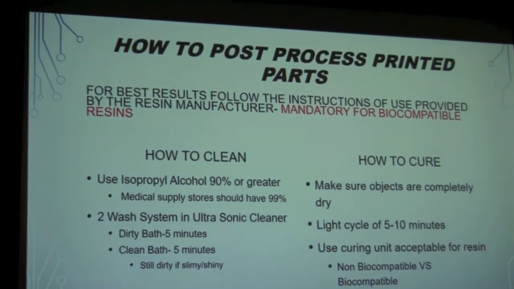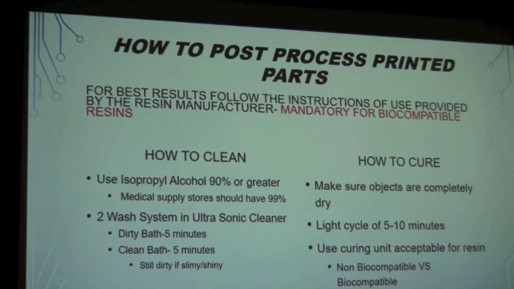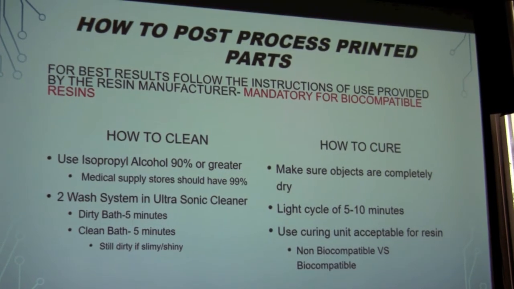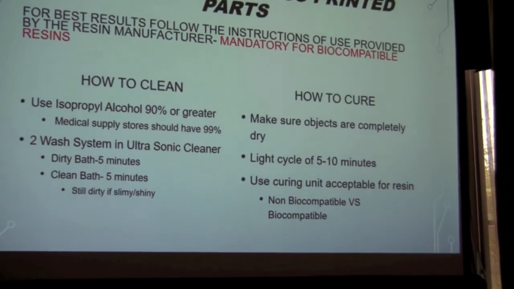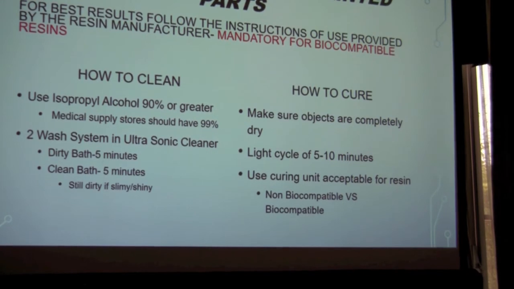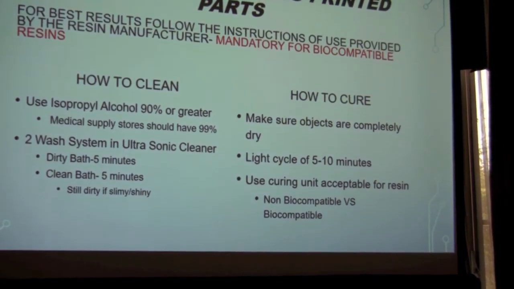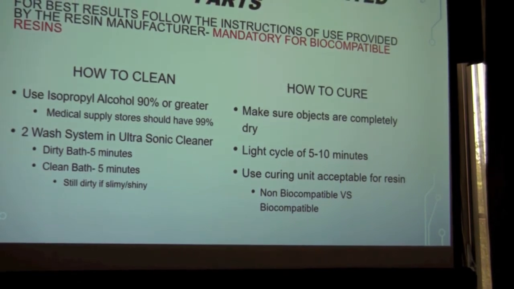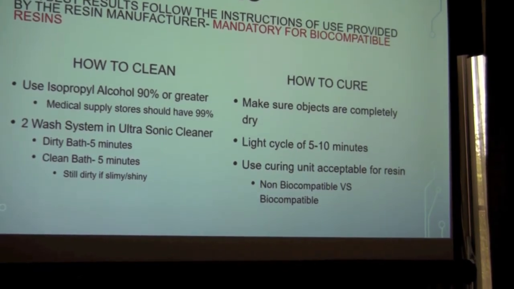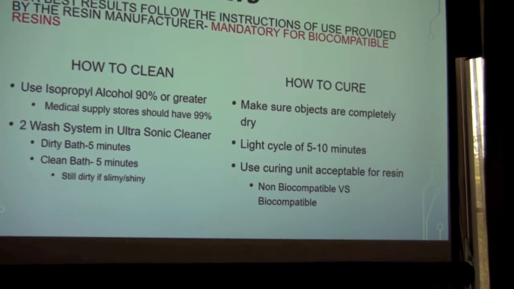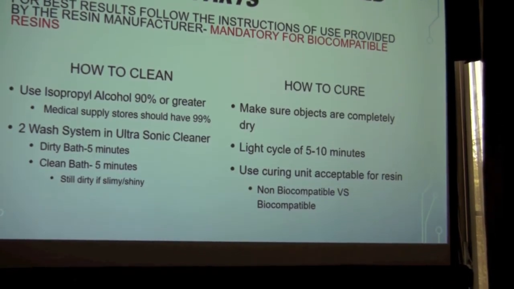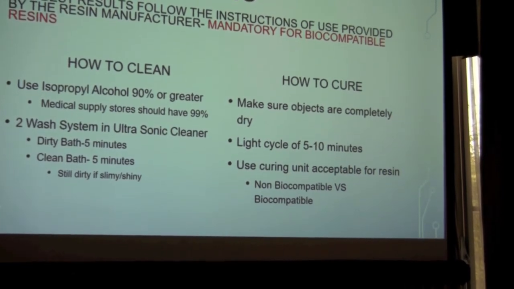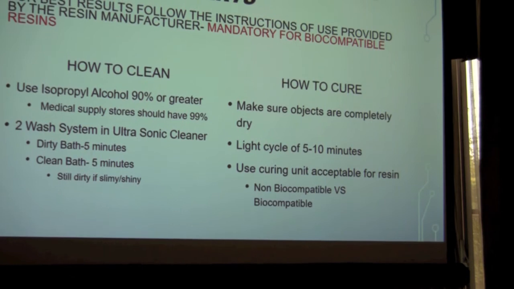So how to cure: make sure objects are completely dry, and then a light cycle of 5 to 10 minutes. When you're doing models or castables, anything that's not being introduced to the patient's mouth, you can go with a shorter light cycle time or not even cure at all, because all it's doing is a surface cure. It'll make it a little bit stronger, but not to the point that you're really going to notice it. So if you're curing your models for over a half hour, there's really no point, because it's already done in the first 5 to 10 minutes.